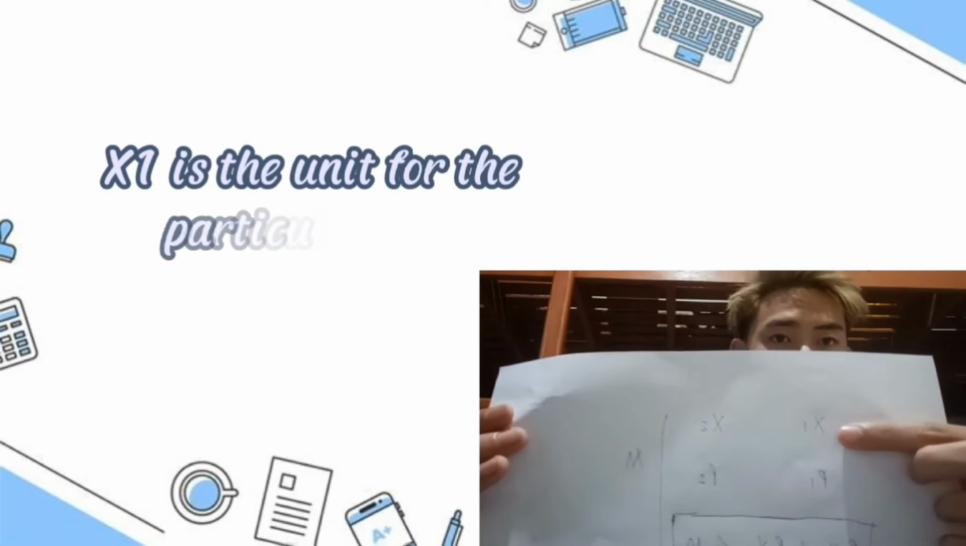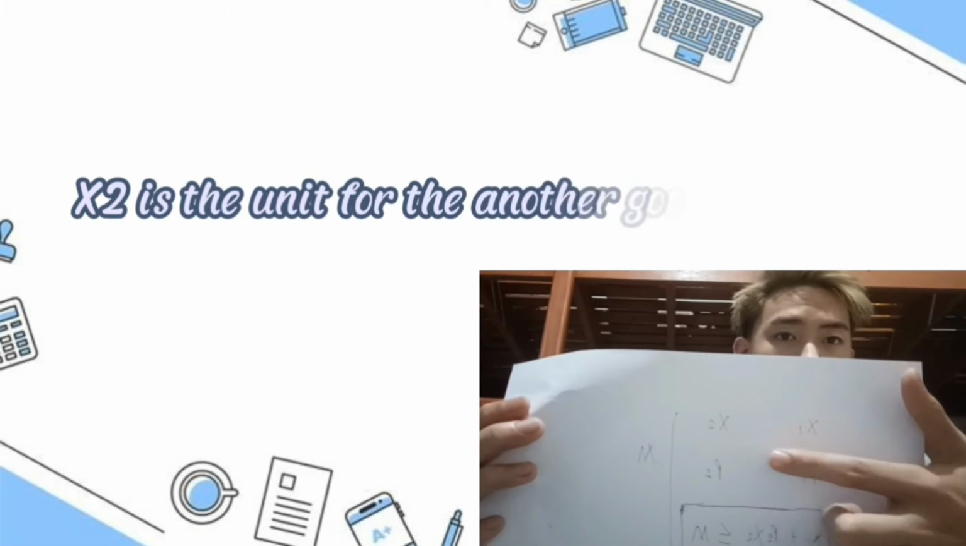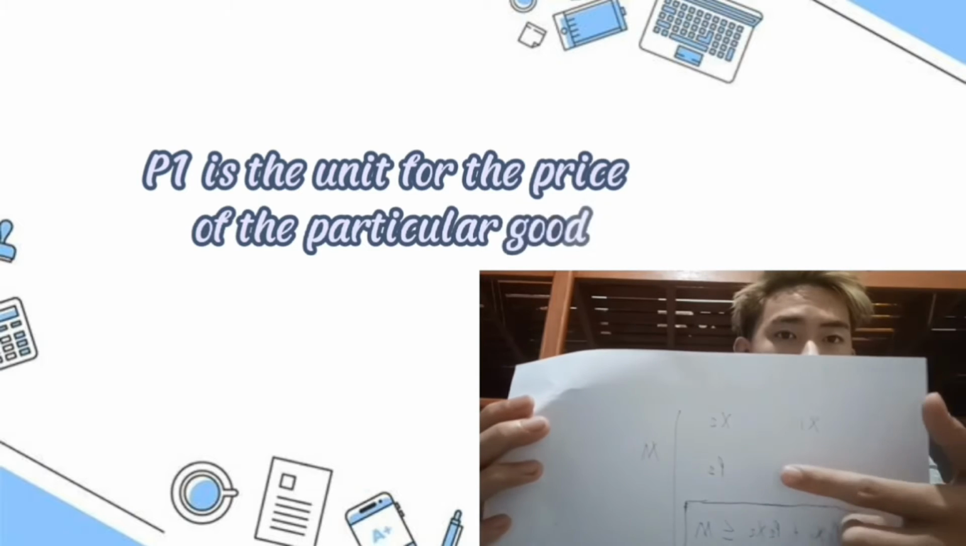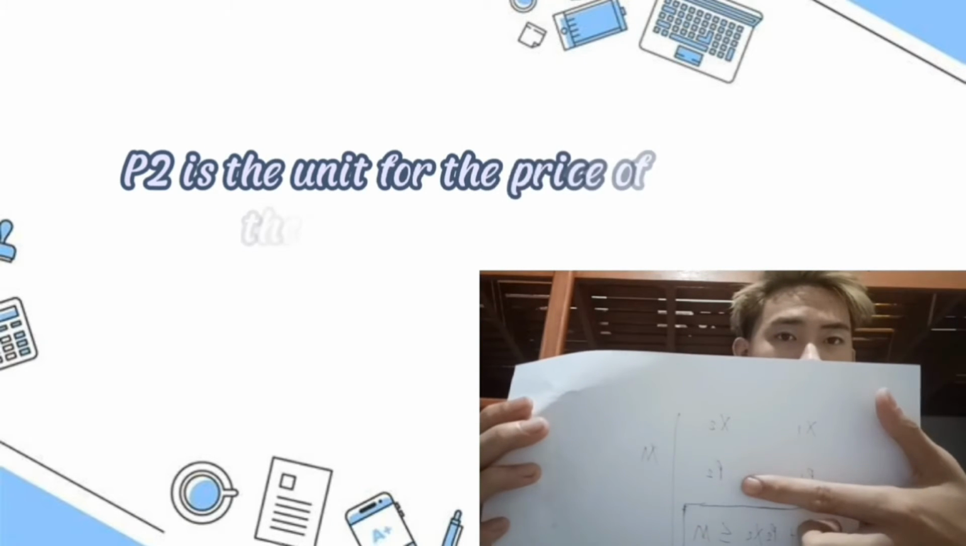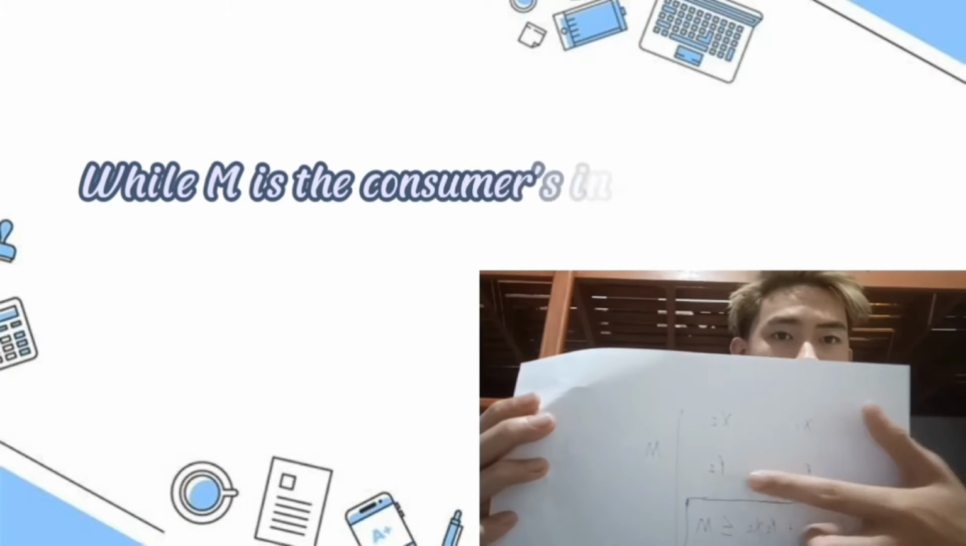X1 is the unit for the particular good. X2 is the unit for the another good. P1 is the unit for the price of the particular good. P2 is the unit price for the another good, while M is the consumer's income.